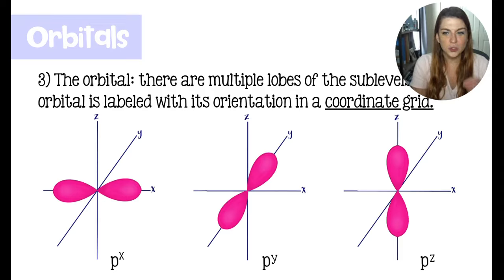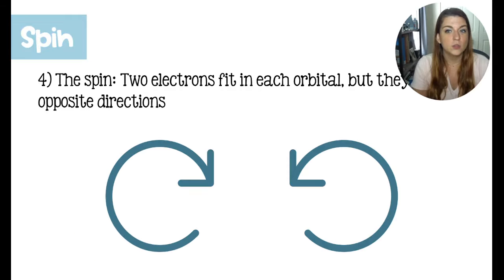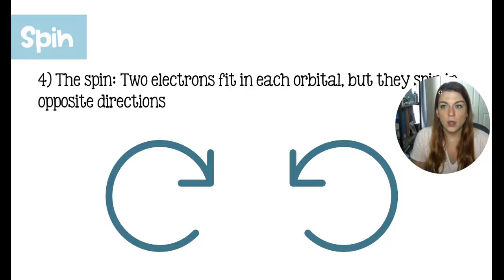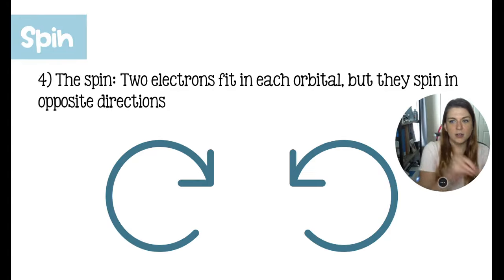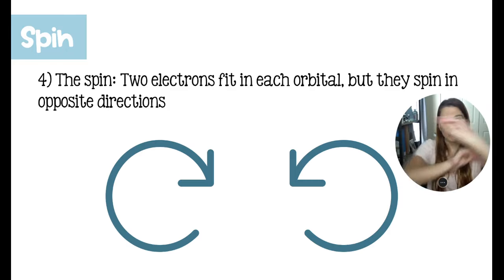And then finally, the last digit of the address, the last digit of the quantum number, is going to represent the spin. So we have 2 electrons in each orbital, but they are going to rotate around the nucleus in opposite directions. One of them is going to be going clockwise and the other counterclockwise. This is so that they can avoid each other, and they're not one following behind the other and spinning together. They are going to go opposite each other.